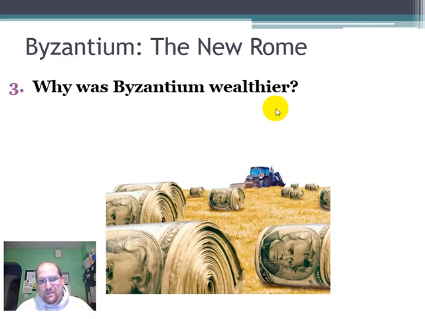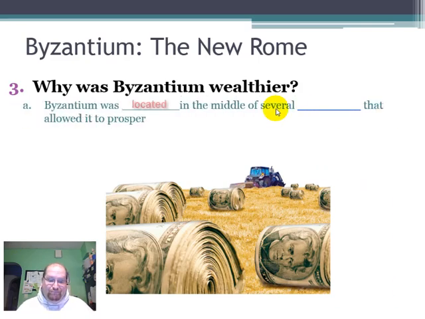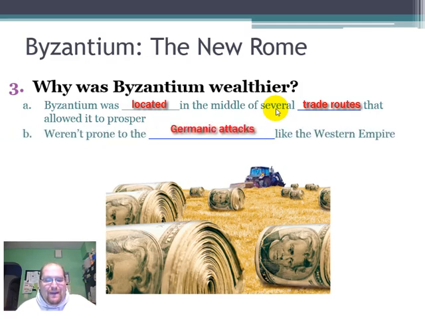So why was Byzantium wealthier? Byzantium was located in the middle of several trade routes that allowed it to prosper. They weren't prone to the Germanic attacks like the Western Empire. The Germans were basically to the north and west of this region. There was no benefit for the Germans to try and invade them at the time. There wasn't a lot of land for the Germans to be had there. The only thing that was there was Constantinople. So there was really nothing for the Germans there to gain.